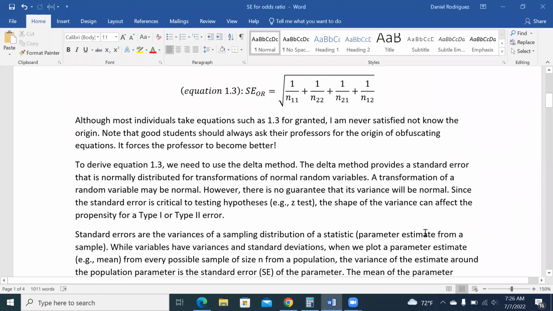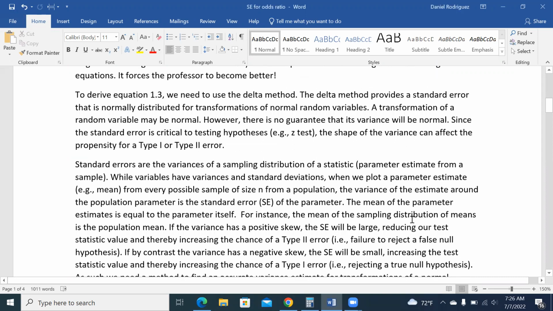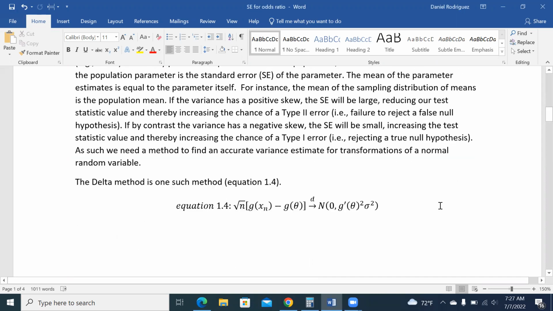I'm not going to go into null and alternative. I hope you know what those are by now. If you don't, you should look at a good research methods or statistics textbook. I have a research methods statistics textbook if you're interested, and you can read all about those there.